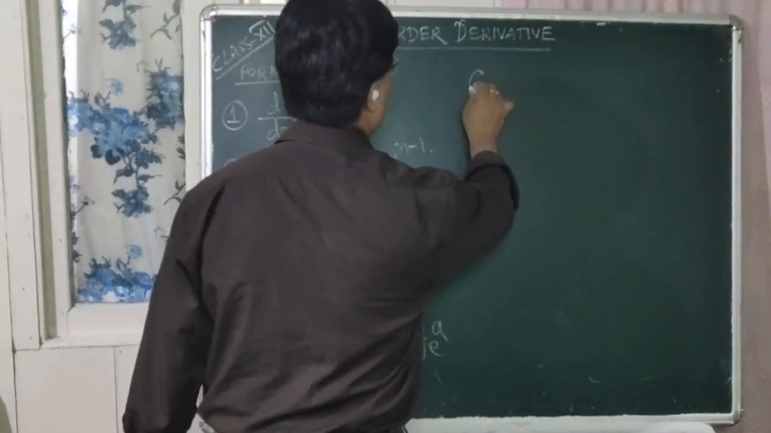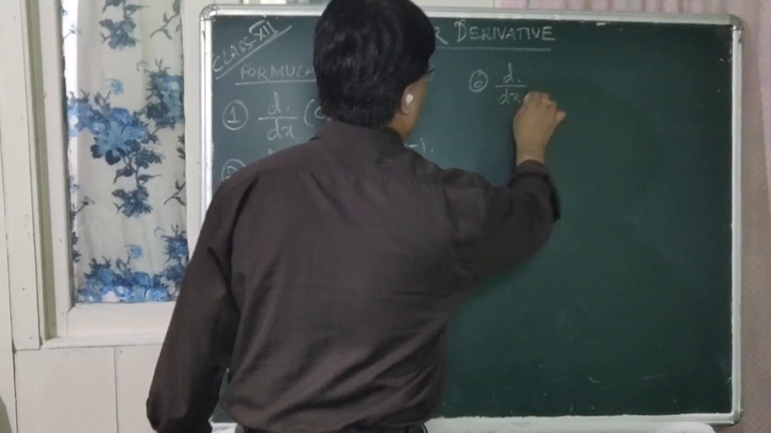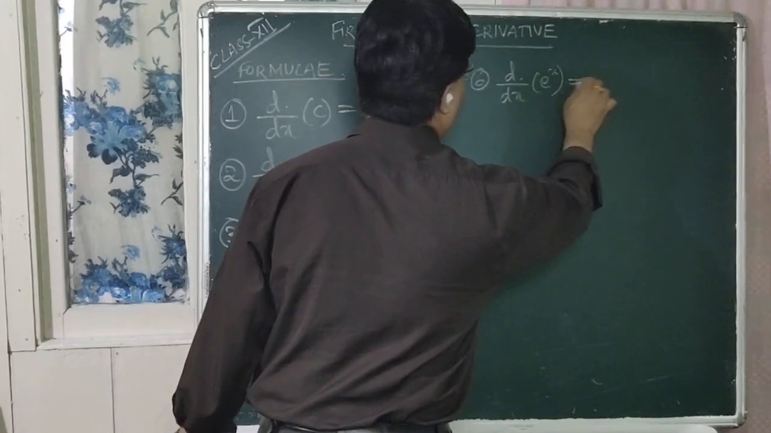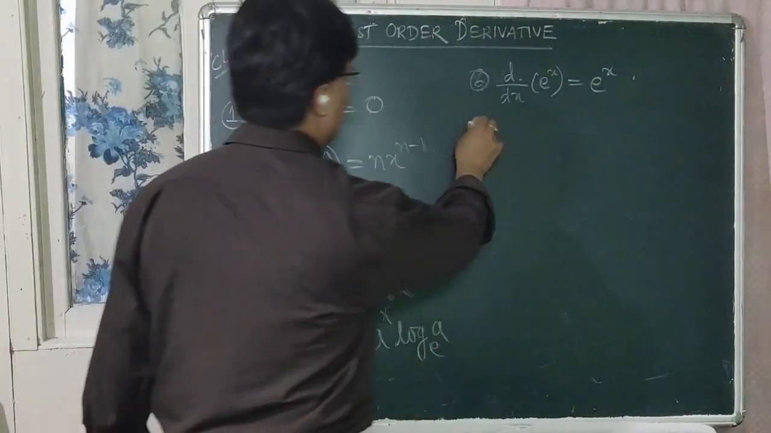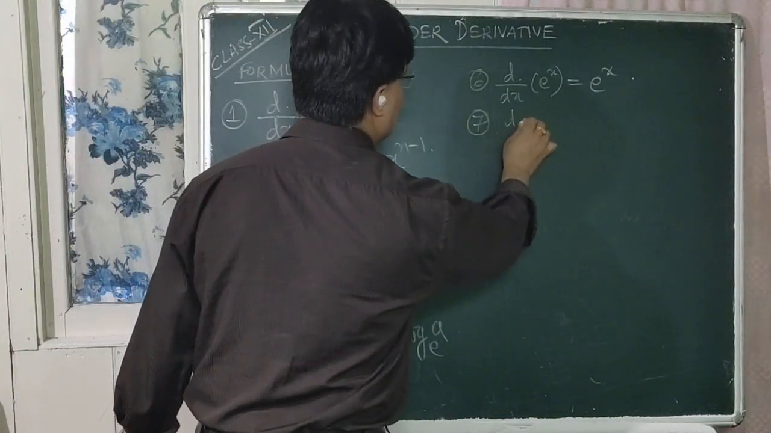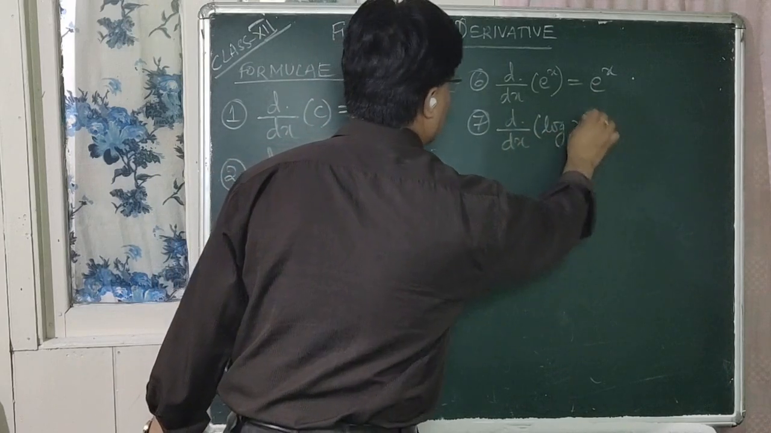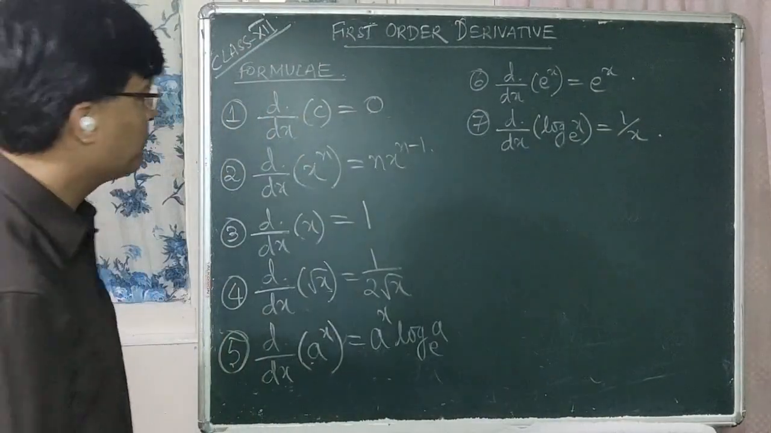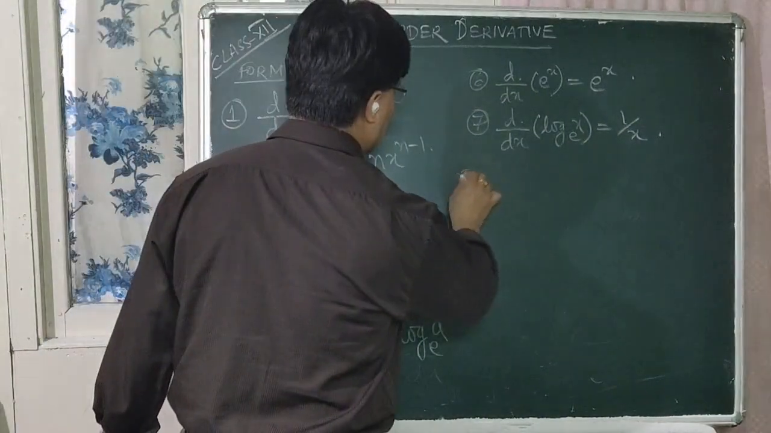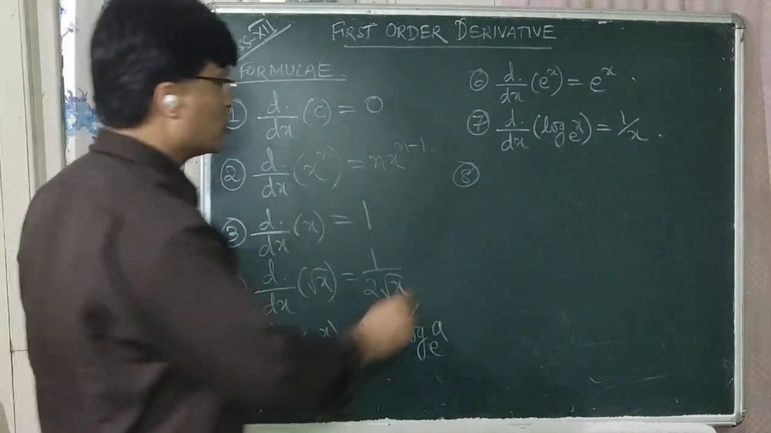And number 6 is d by dx of e to the power x. That is exponential function, which is e to the power x, right? And formula number 7 is d by dx of log x base e, which is equal to 1 upon x, right?